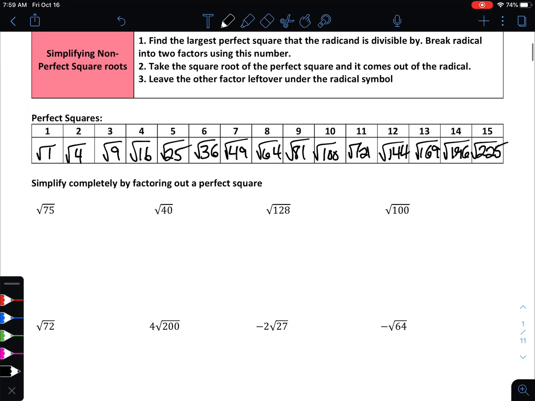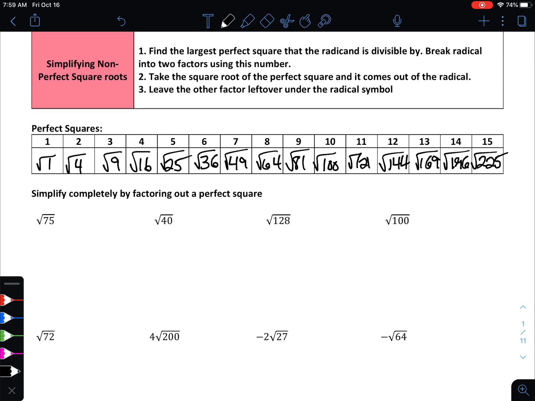At this point, it would probably be a good idea to pause the video to copy down these perfect squares somewhere. They're going to be very important. We're going to be using them throughout the day today as we go through this lesson. Eventually, you'll probably start to remember some of the smaller ones, but some of the larger ones, like from 11 and up, you'll probably have to refer to this chart to remember those.